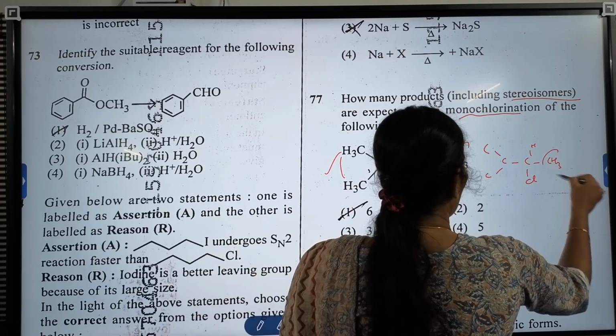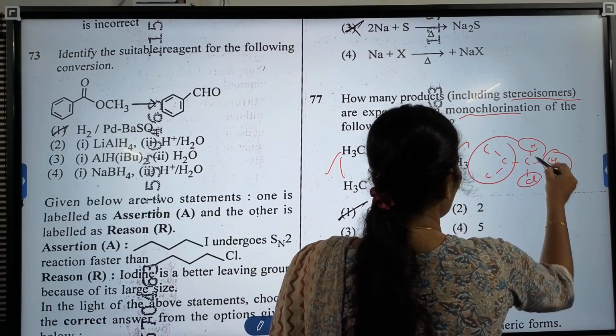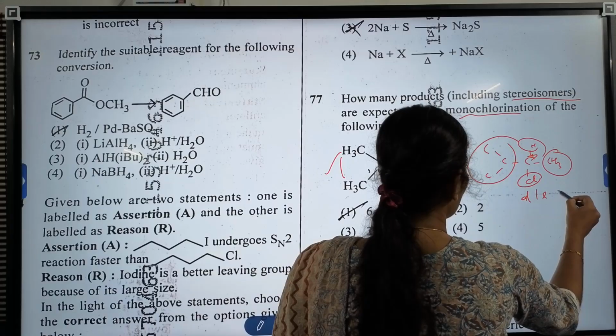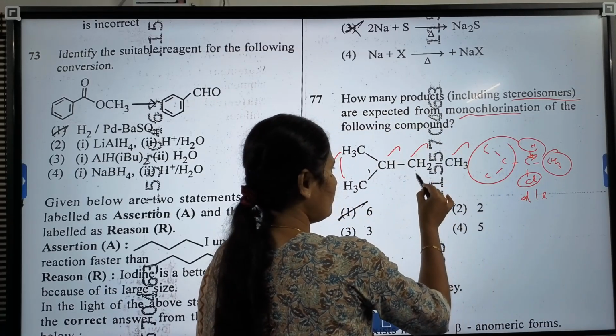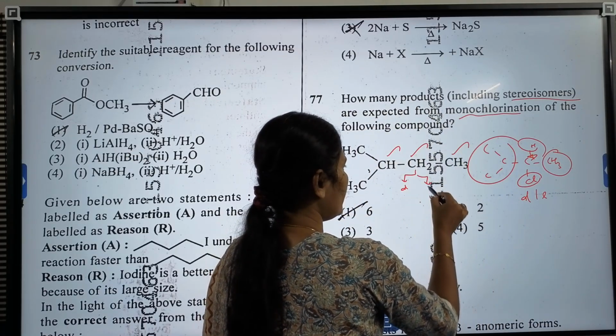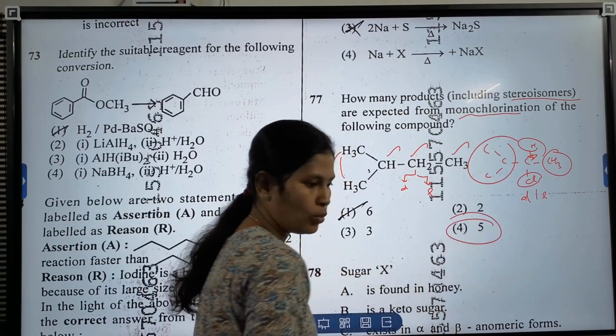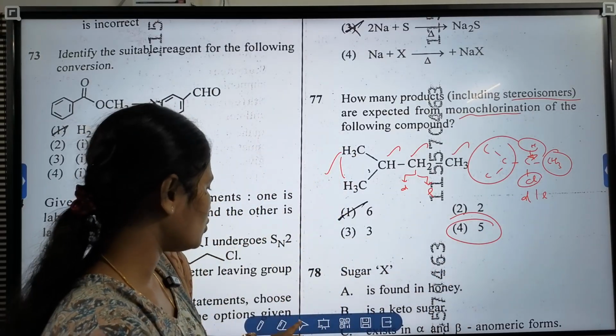Four different groups: one methyl, one isopropyl, H. So here D and L are possible. Generally for four, there will be D and L. So totally how many isomers? Five possible, right? No other isomers are possible here.